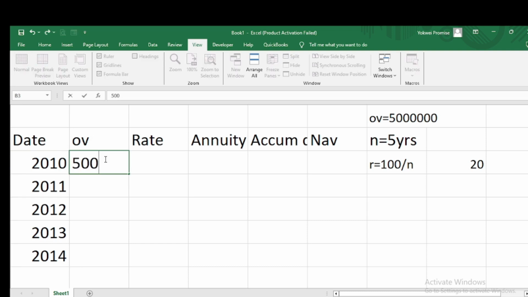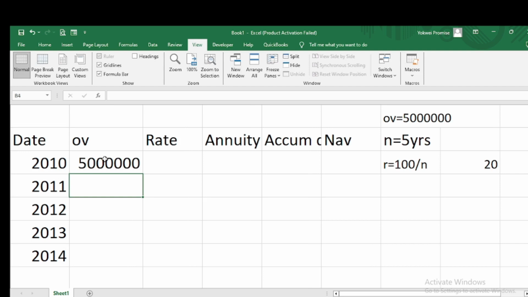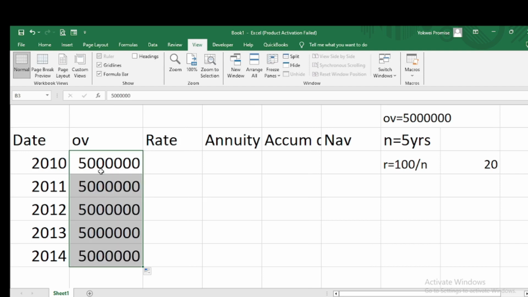Concerning the constant method, the original value is going to remain the same all throughout when we are calculating the depreciation. So this OV is going to remain the same all through at 5 million.